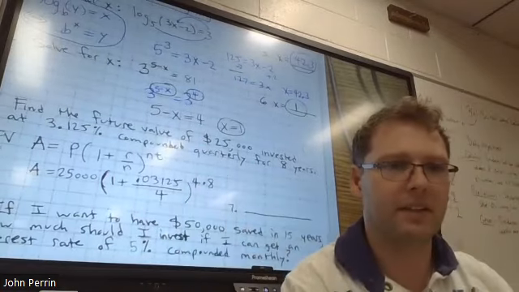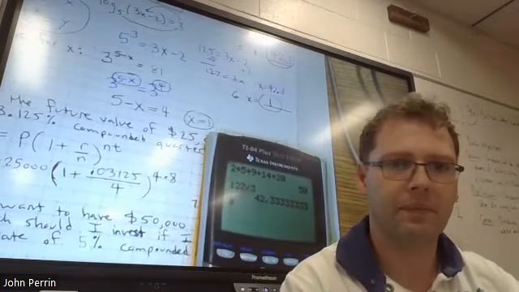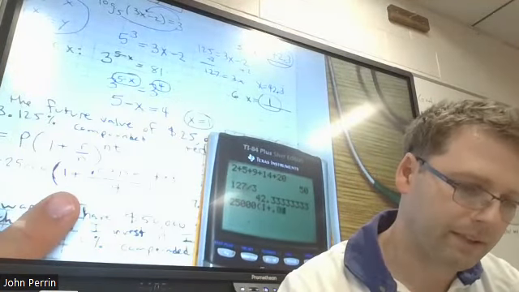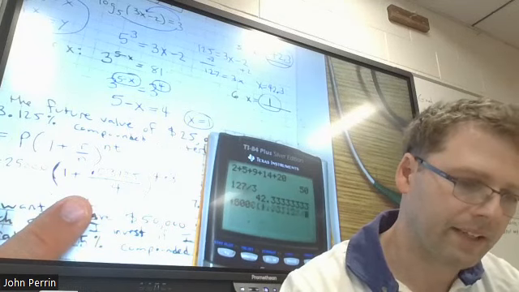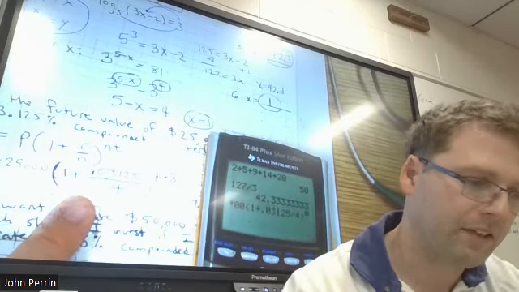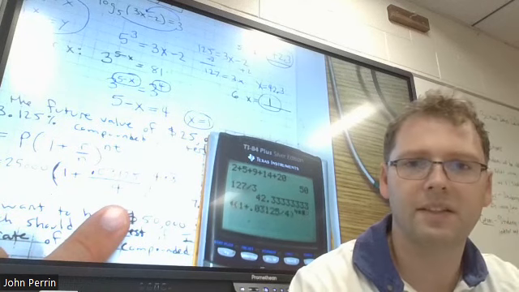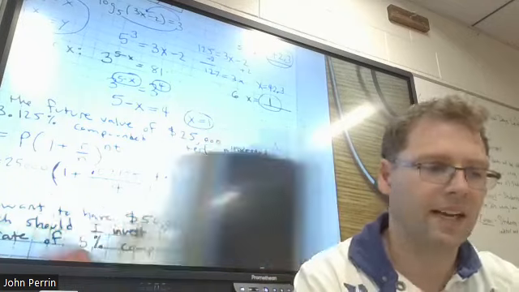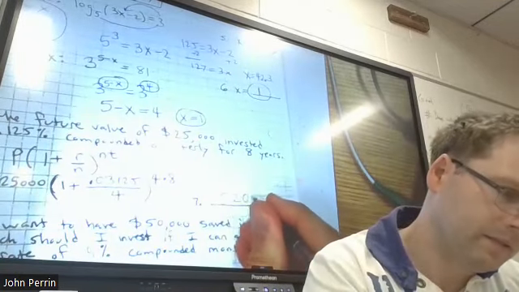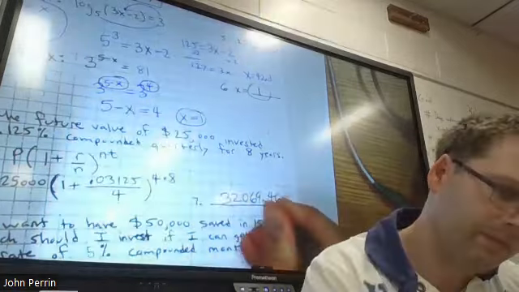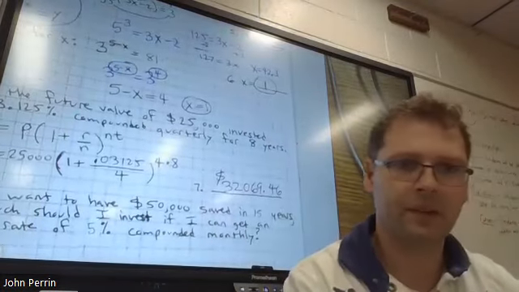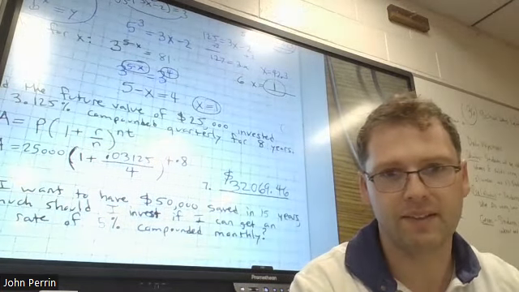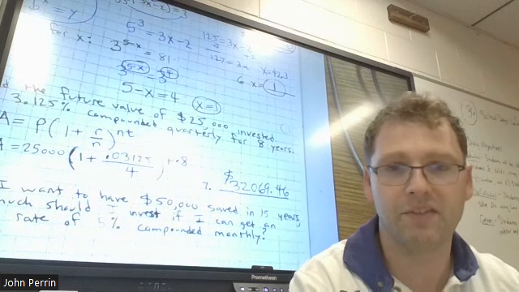I'm going to type this into my calculator. 25,000 times 1 plus the rate divided by the number of compounds, raised to the number of compounds times the years. 32,069 point, let's call it 46 cents. So that is the future value. That went up a lot, it looks like to me. I guess it was 8 years though, but we could gain about $7,000.